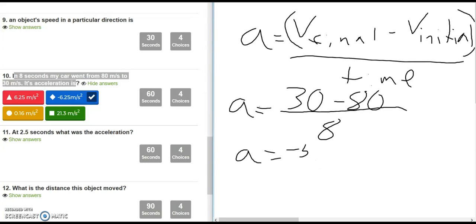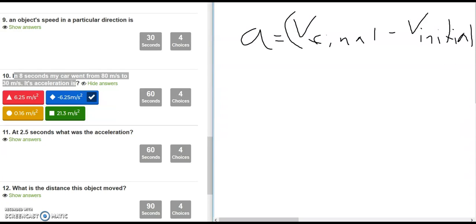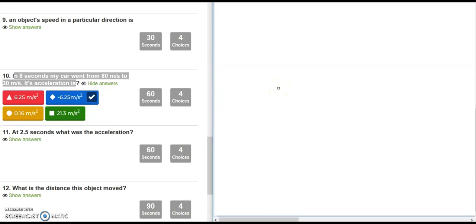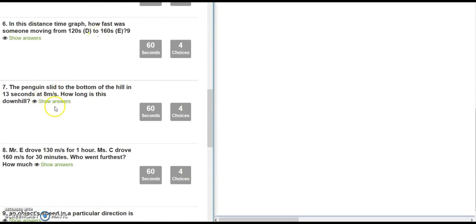Alright, I'm going to erase all this mess. And I'm going to erase the formula too. You know what? I'm just going to take my cool eraser. Ah, that's really small. Nope, it's going to take forever. I'm just going to, oh, I can't erase it that way. I'm just going to scroll down. Beautiful. Alright, so I'm going to do another question. I'm going to do this penguin question here.